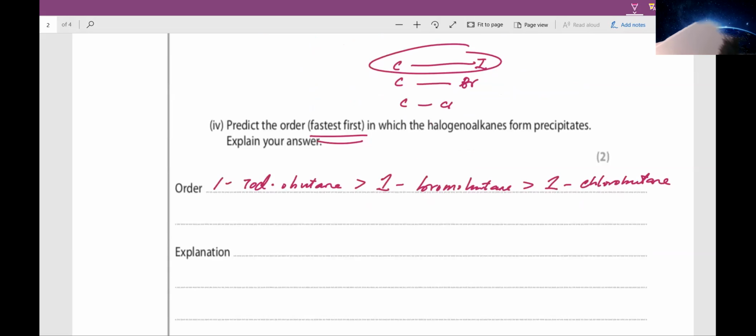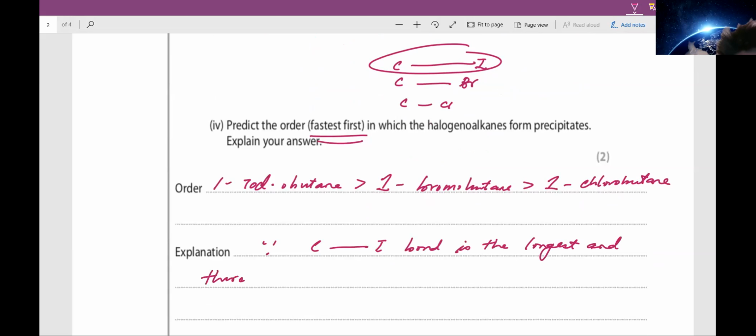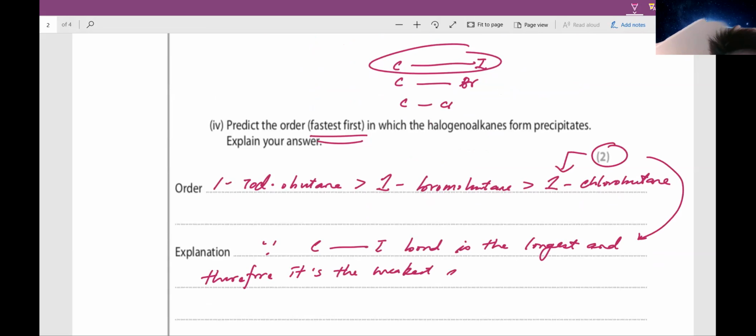Our explanation: because the C-I bond is the longest, and therefore is the weakest. Now you don't have to write so much, because 2 marks include this one and this one. So it's the weakest, and you can write it's the easiest to break. Okay, then it's more than enough.